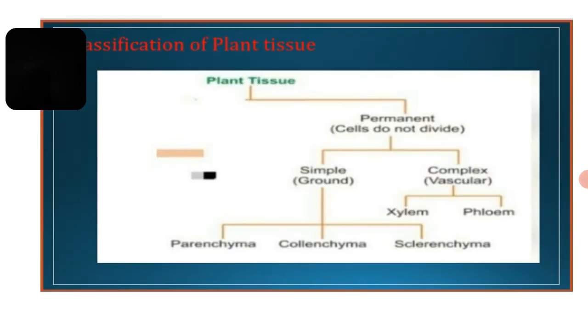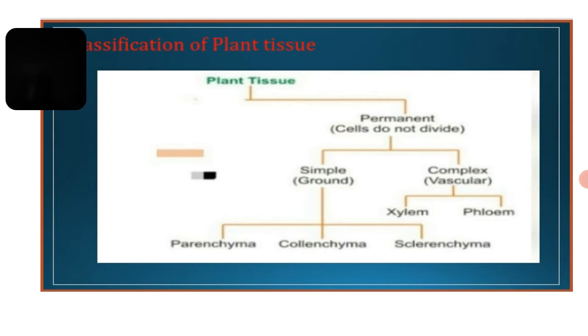So it is clear to you now, the complex tissue is made up of a unit of cells which are functioning together. The plant tissues contain permanent cells. They do not divide, and they are of two types. The simple tissue is also known as the ground tissue, and the second is the complex or vascular tissue. Mostly this complex tissue contains two types of components, xylem and phloem. Mostly they are present in the vascular bundles, and that's why it is also called the complex tissue.